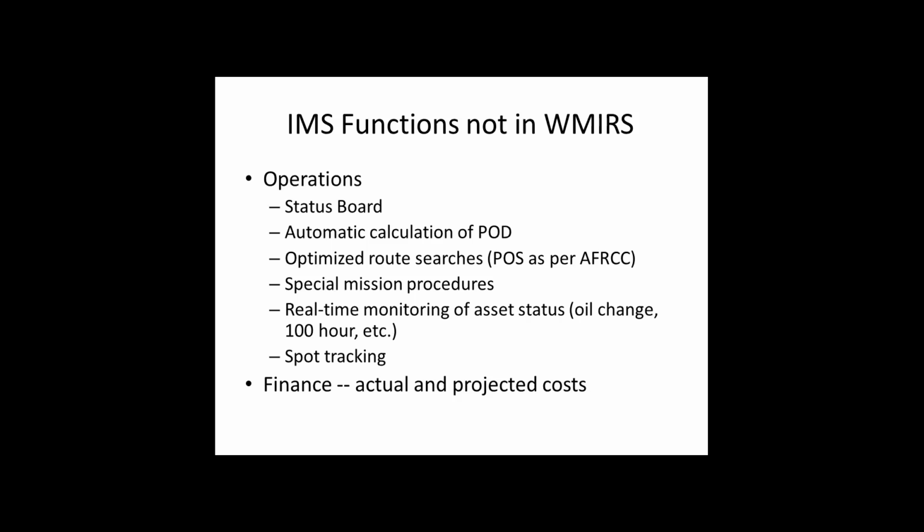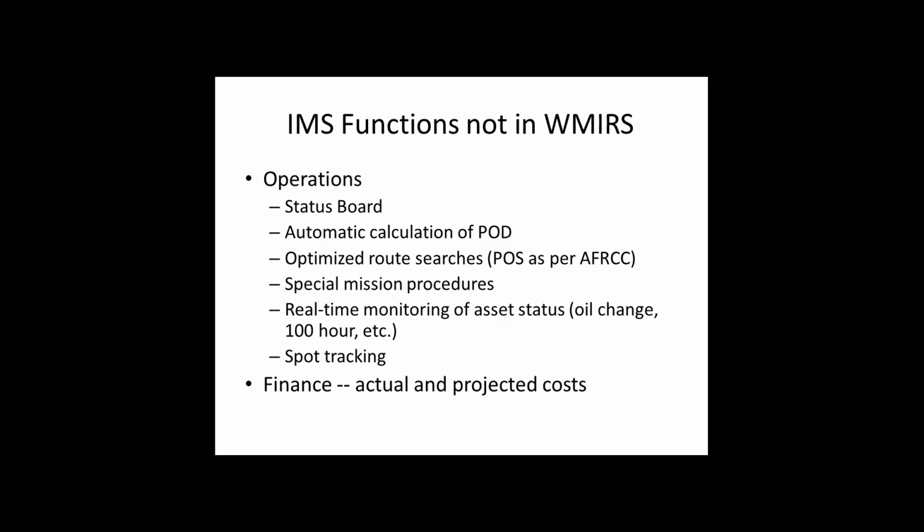The IMS will automatically calculate the PODs. It also does optimized route searches, known as probability of success, and that's what's taught by the AFRCC, even though it's not in the CAP manuals. You can put in special mission procedures which go onto all of the sorties instead of manually inputting them every time. There's real-time monitoring of the asset status as the aircraft fly. The maintenance module changes, and all of that is monitored within the IMS, so you can see exactly where you are, whether or not you have connectivity with WMIRS.